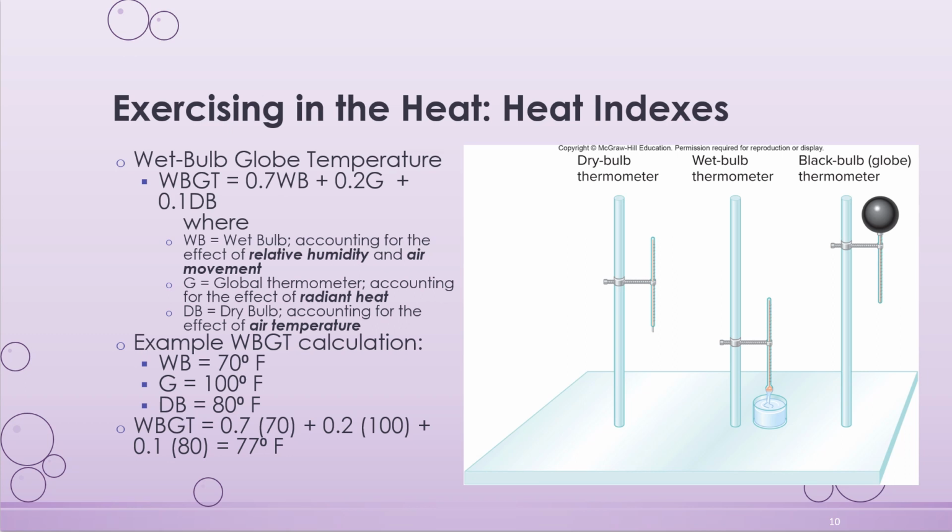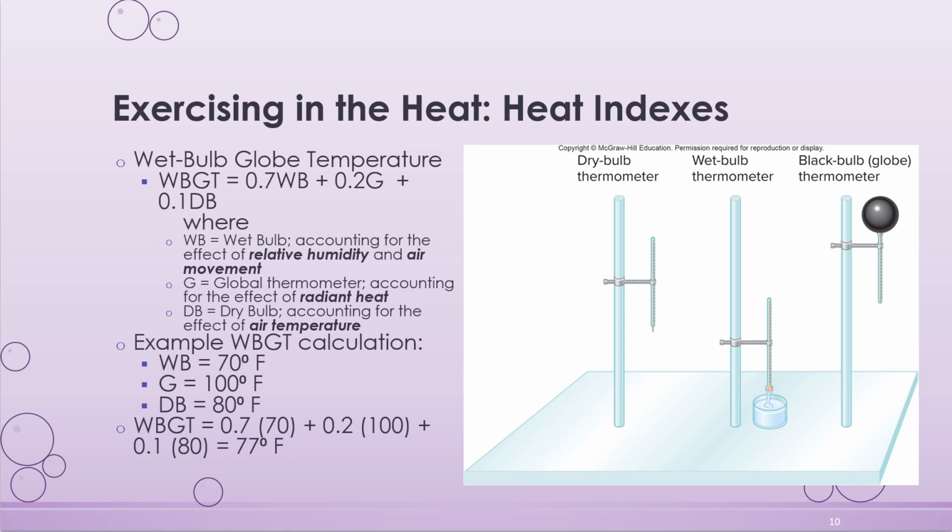Exercising in the heat can be challenging and poses increased risks of heat-related illnesses for athletes and individuals engaged in physical activity. To better understand the heat stress experienced during exercise in hot conditions, two important heat indices are often used: the wet bulb globe temperature, or WBGT, and the heat index. Both indices take into account various environmental factors to provide a more accurate representation of heat stress an individual may experience. Here's a brief explanation of each.